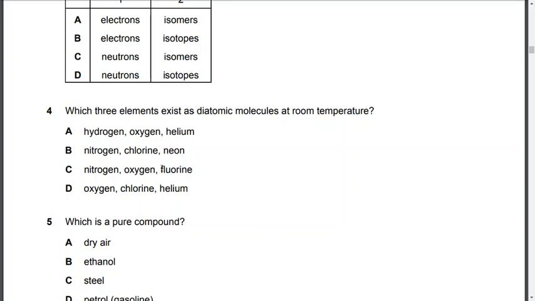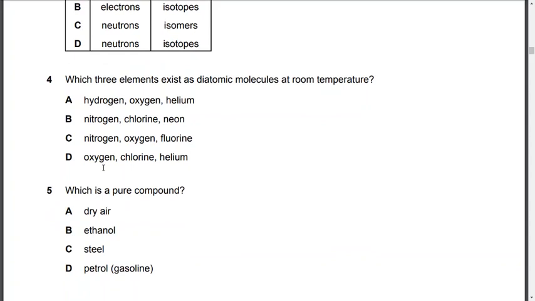Fluorine is in group 7, oxygen in group 6, and nitrogen in group 5, and all three of them are in diatomic structure, diatomic molecules, when we are talking about room temperature. So C is the right answer.